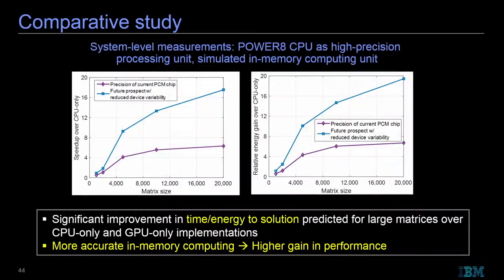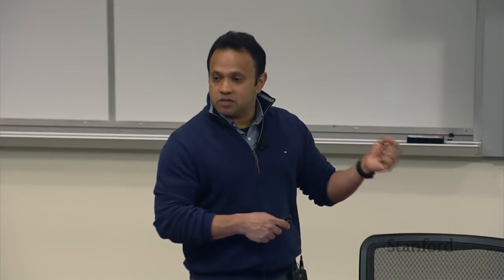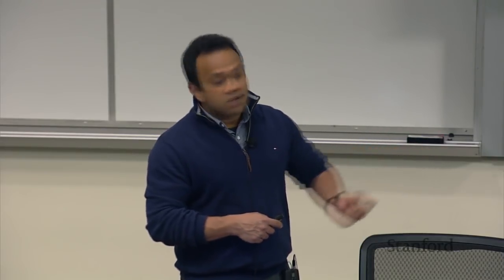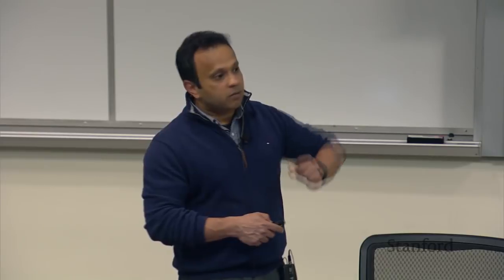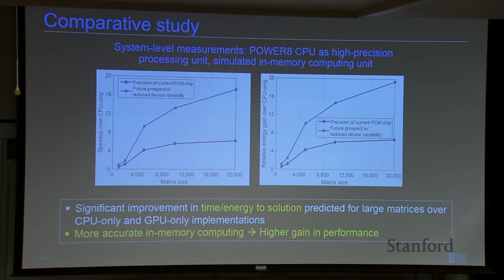But the natural question is, okay, what do we gain by going through all this process, by mixing the von Neumann machine with the computational memory? In fact, we did a lot of studies, system-level measurements, where we used Power 8 CPUs and P100 Pascal GPUs as the high-precision units, along with the computational memory. And what you see is that we have significant improvements in the time and energy to solution as you go to larger matrices, as opposed to doing the full CPU-only or GPU-only implementation.